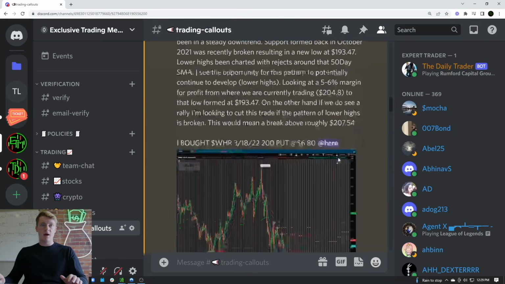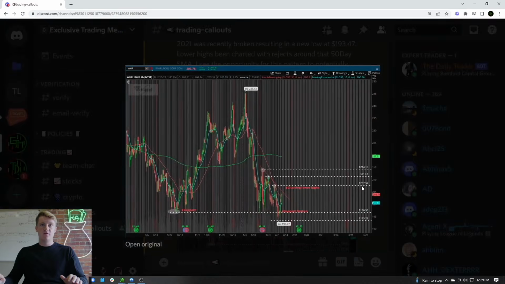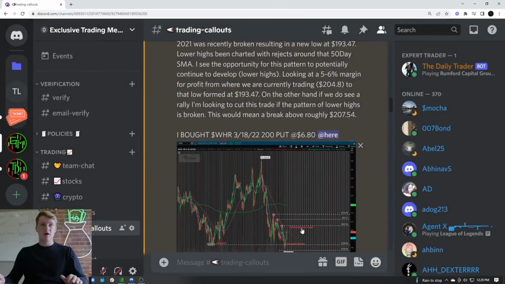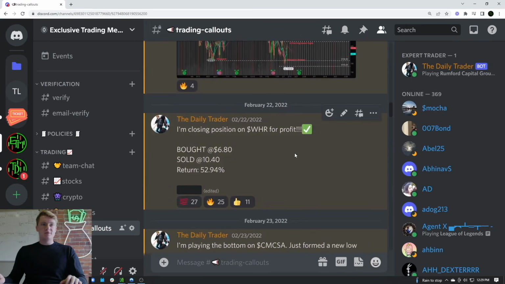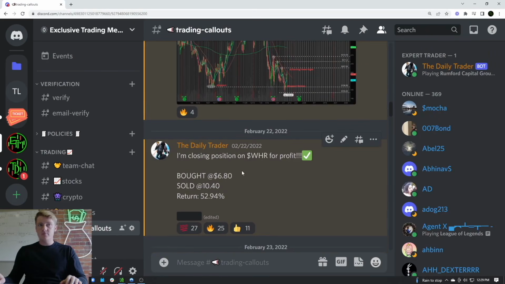And you can see, a break above roughly 207.54 is where I was looking to cut this if we did get a rally and break that pattern of lower highs. And just a couple days later, I closed that trade for just about 53% profit.